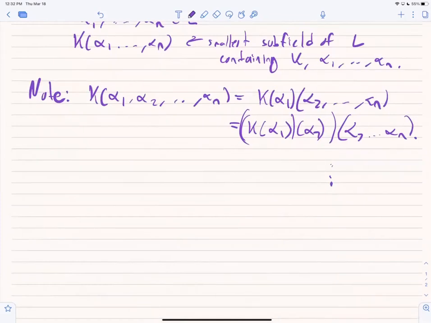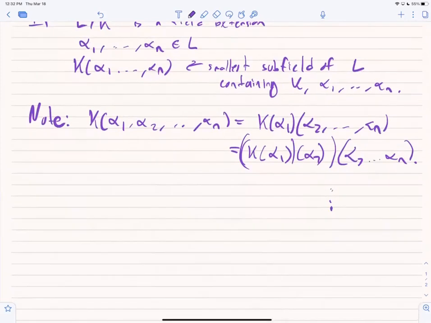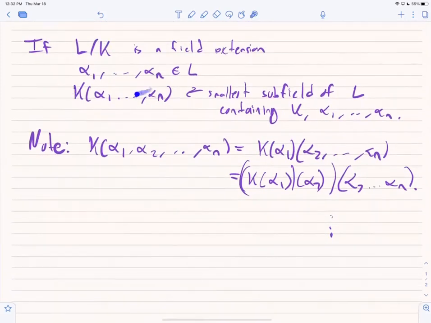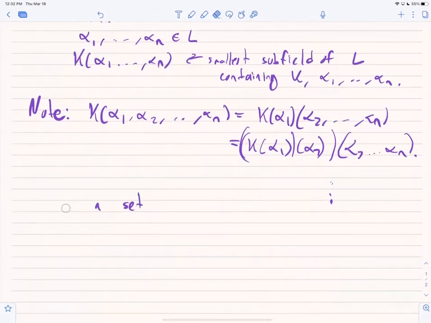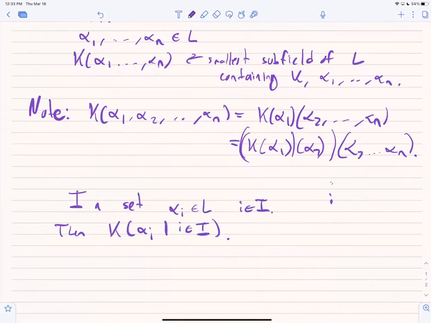And there are times where it's useful, probably not so much in this class, but more generally, to think even more generally. Suppose I is a set of indices, and you have elements alpha_i in L for i in I, a collection of elements indexed by this set. Then you can also consider the smallest subfield that contains alpha_i for all i in I, a possibly infinite set of elements. This still makes sense as well.